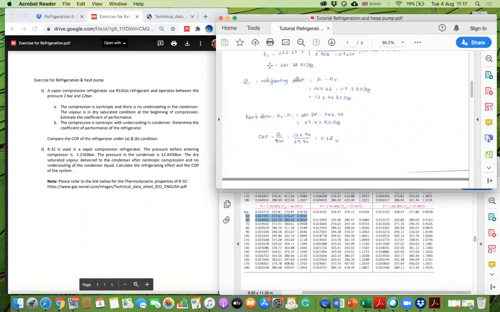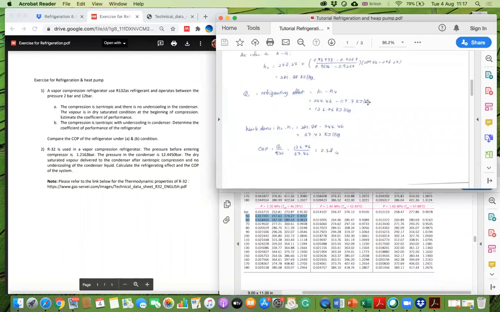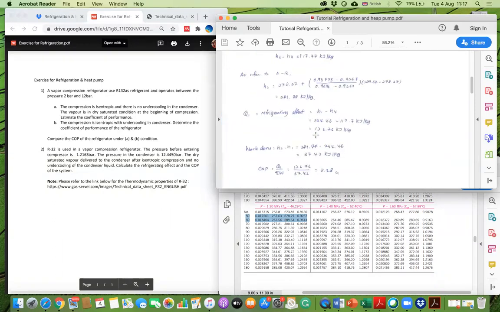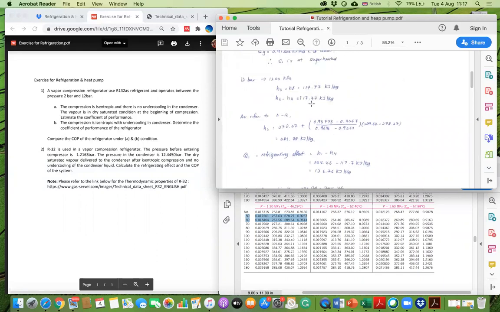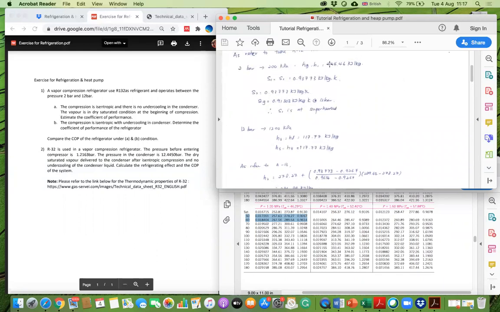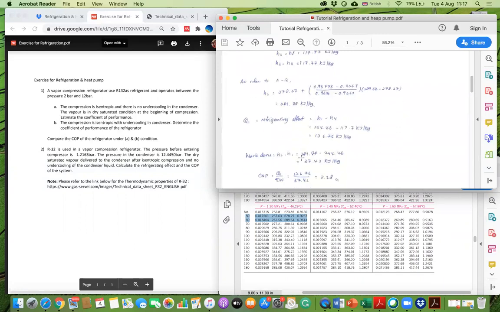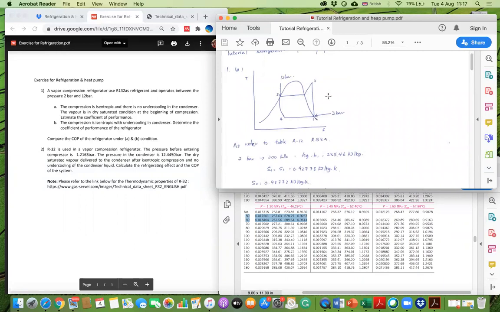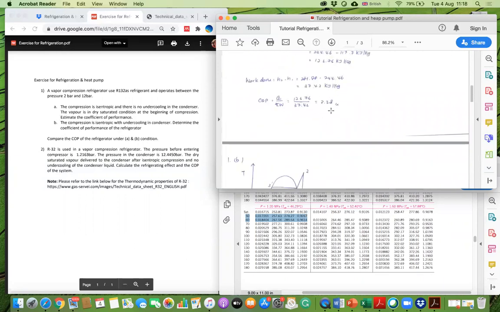The refrigerating effect is actually at the evaporation part. So it is H1 minus H4. You found your H4, and you found your H1 just now, so you just plug it in. The work done is at the compression part, which is this part. So you just plug in everything, then you can get your COP.